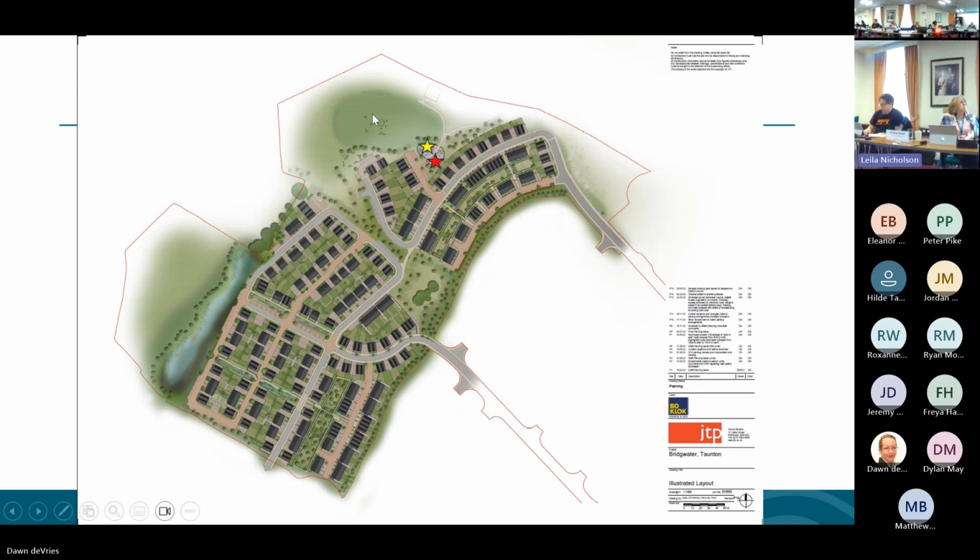The yellow star is for the LEAP, the local equipped area of play. There is a LAP co-located there. There are 2 other LAPs on site. Now, unfortunately, this plan doesn't show them. The plan is not in our system at the moment. I think it's probably an error somewhere along the way in terms of not uploading amended plans.